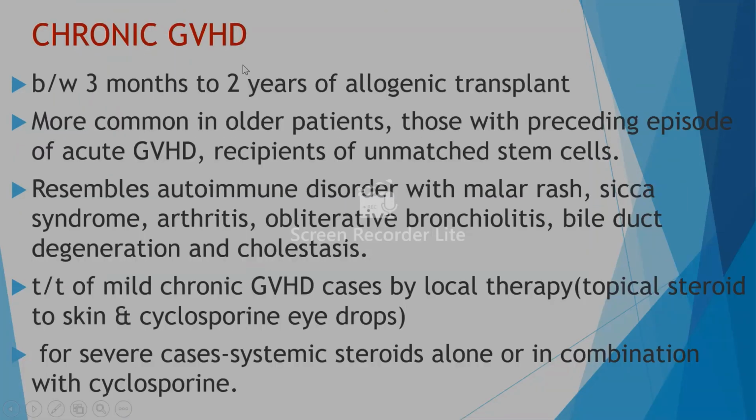Now, chronic graft versus host disease. Its duration is between 3 months to 2 years after the allogenic transplant. It is more commonly noticed in older patients, those who had an episode of acute graft versus host disease, or recipients of unmatched stem cells. The patient is characterized by features of autoimmune disorders like malar rash, sicca syndrome, and arthritis. In the lung, there is obliterative bronchiolitis, and there may be cholestasis or bile duct degeneration.